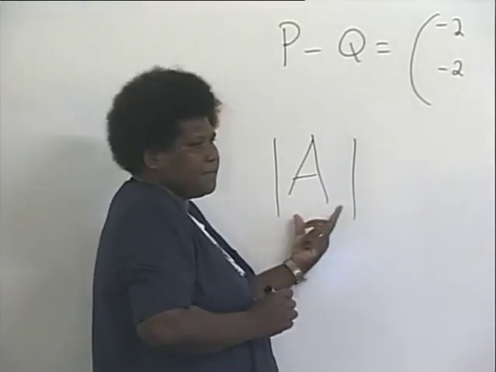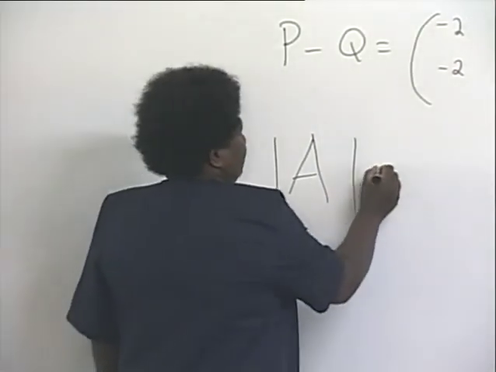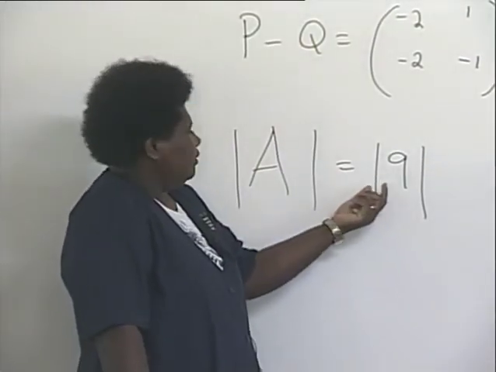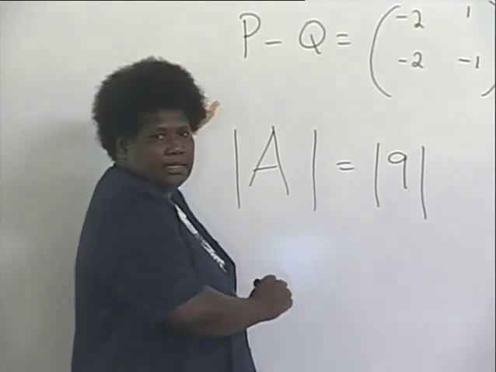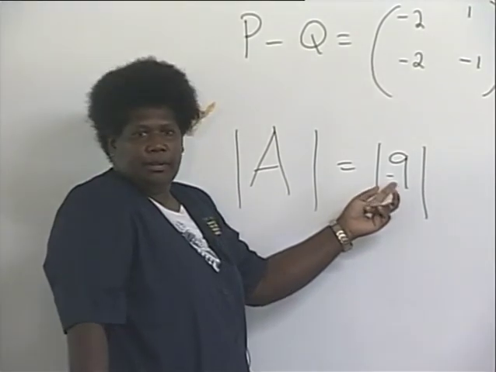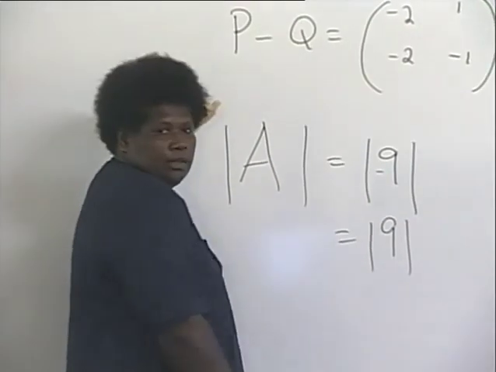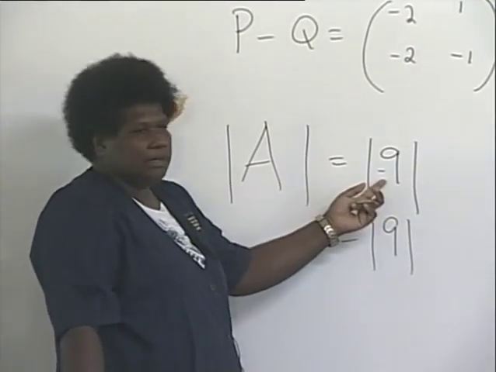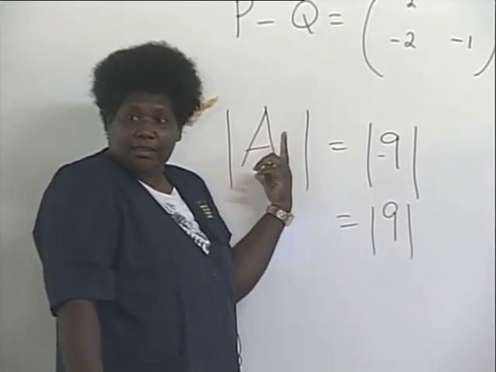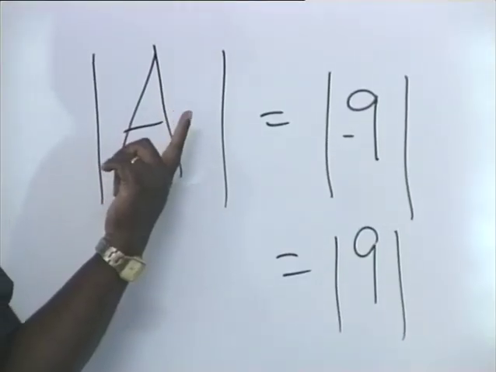The absolute value of A means that, let's say A is 9, and if A is minus 9, the absolute value of this number is always a positive number, 9. So the absolute value of 9 is the same as the absolute value of -9. It can never be a negative number. That's what absolute value means.